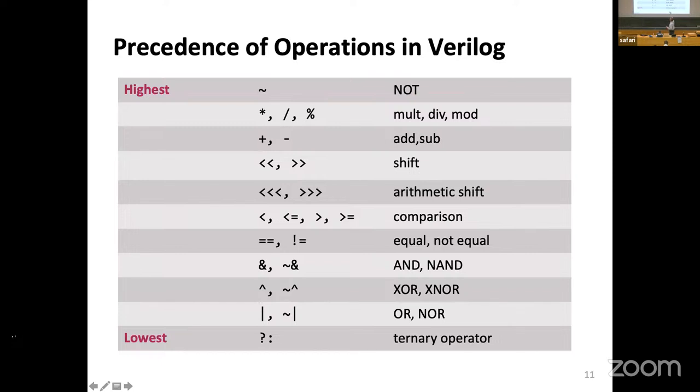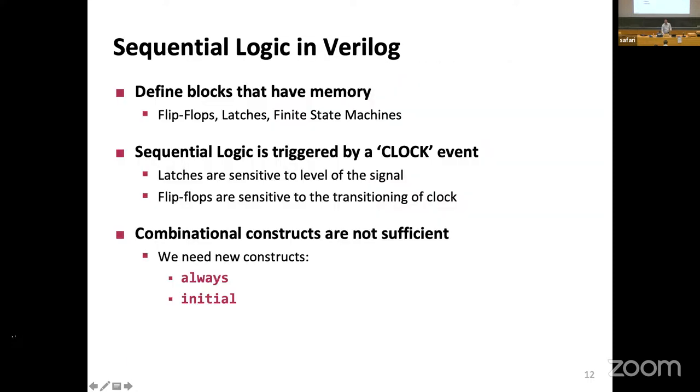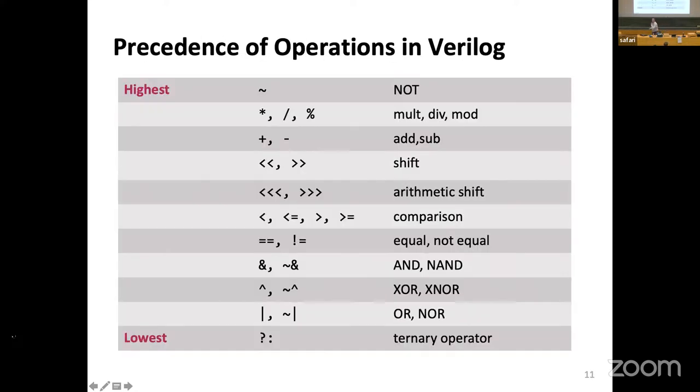Then we had the precedence of operations. Notice that inversion has the highest precedence and the ternary operation comes last. I hear that this is one of the popular questions on the internet circulating, that people don't know precedence of operations. Okay. Any questions so far? Yeah, sorry.